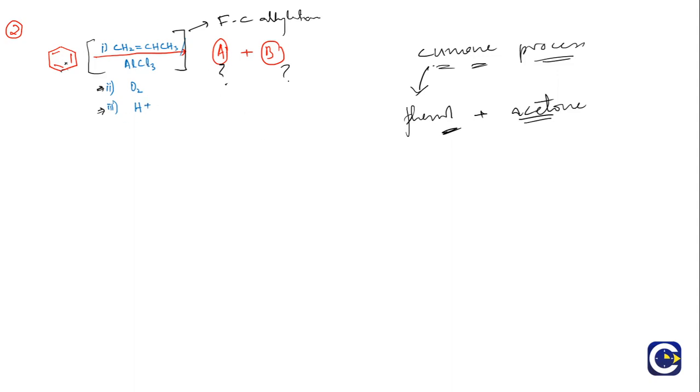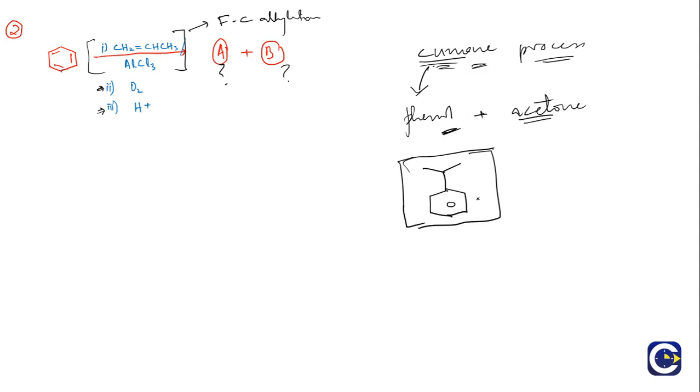What we have to do is recognize the substrate and the reagents. We have not been directly given the cumene. What is cumene? Cumene is isopropyl benzene. This is benzene, and to this we have this propyl. So this is isopropyl benzene, this is the cumene. In this reaction we have not directly been given the cumene.